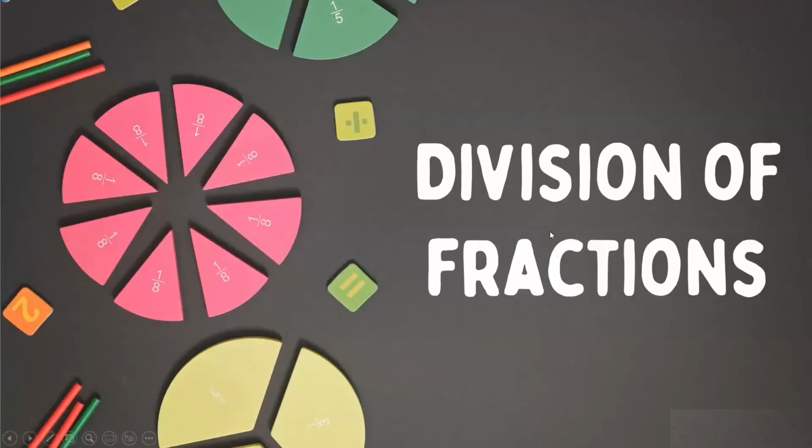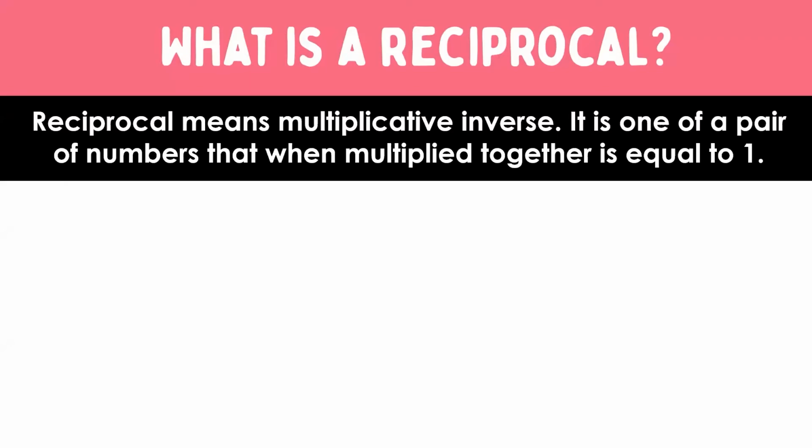In this video, we will learn how to divide fractions. But first, we need to understand what a reciprocal is. Reciprocal means multiplicative inverse. It is one of a pair of numbers that when multiplied together is equal to 1. So how do we get the reciprocal of a number?